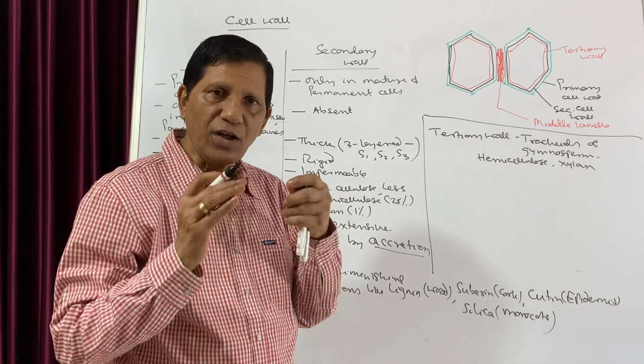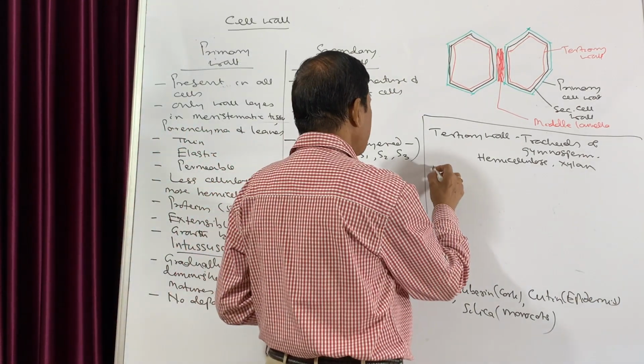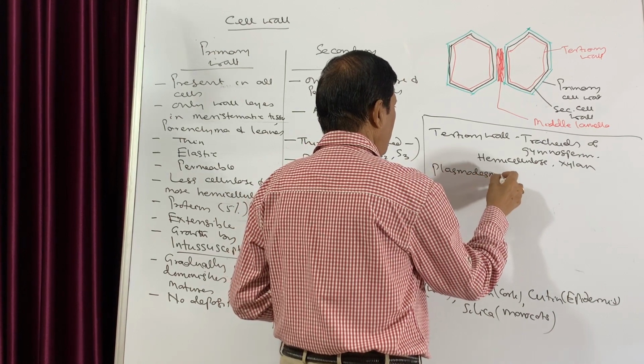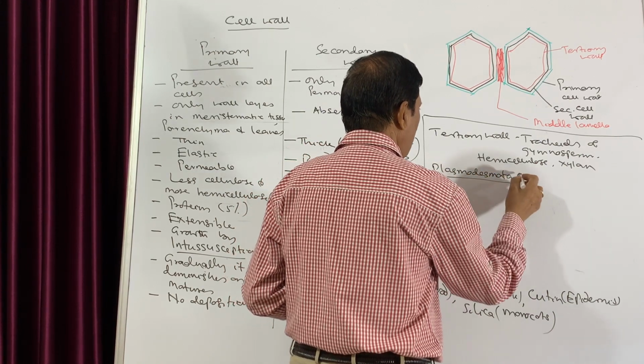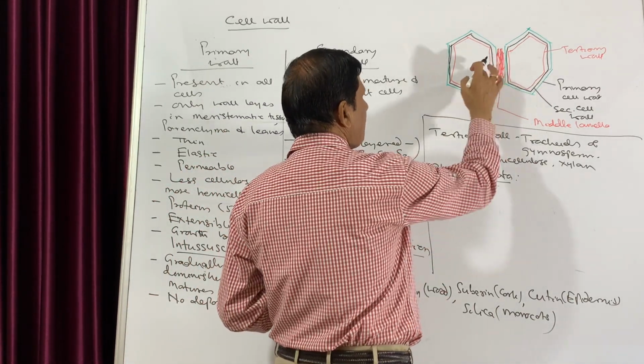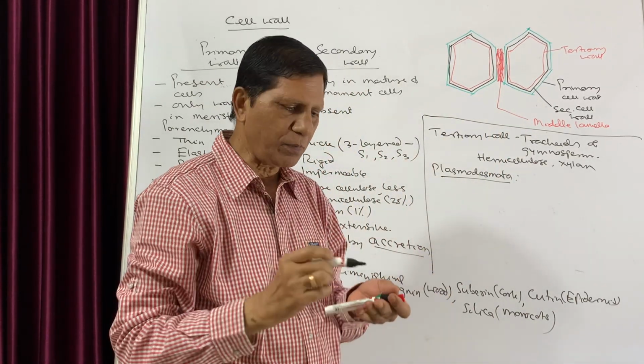Then there are certain other things, that is plasmodesmata. Now what is plasmodesmata? Usually in between two adjacent plant cells there is some cytoplasmic connection.